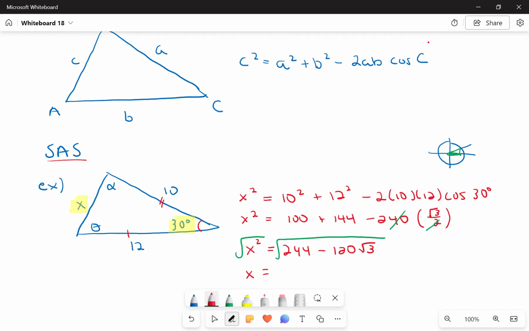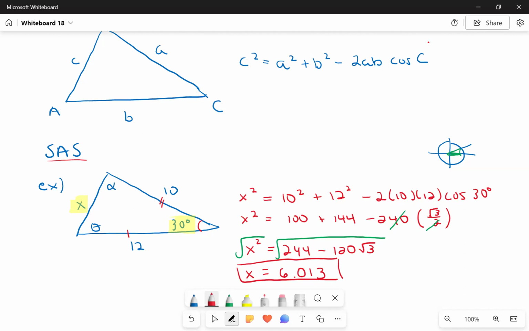So 244 minus 120 root 3, and then I'm going to take the square root of that. Okay. So I get 6.013. I'll just go 3 decimals out. Why not? And there we go. I found x. Yay, so exciting.